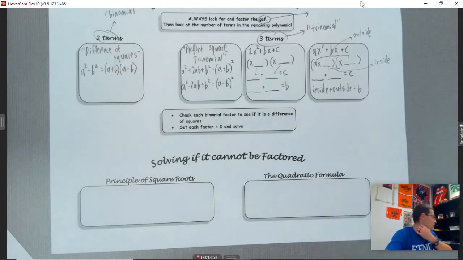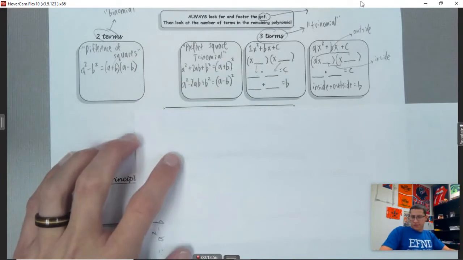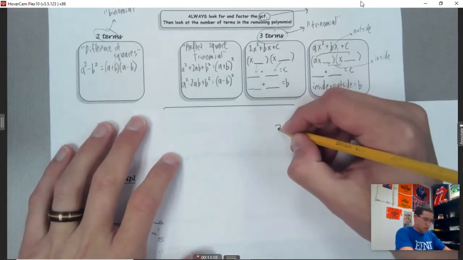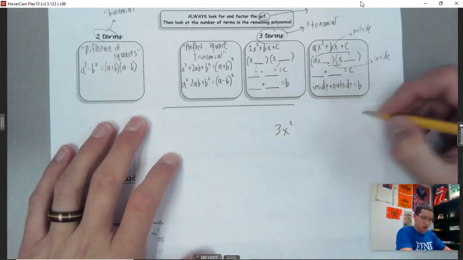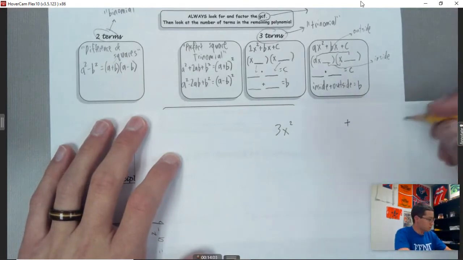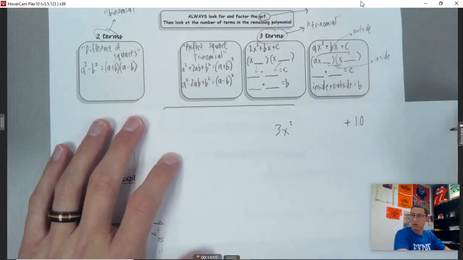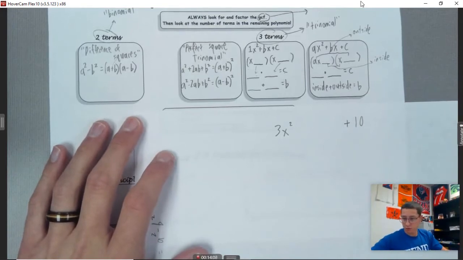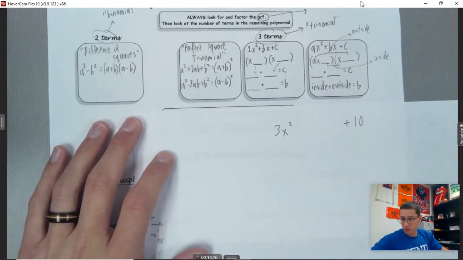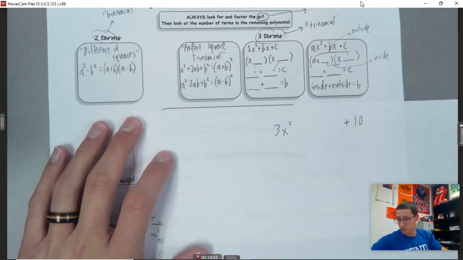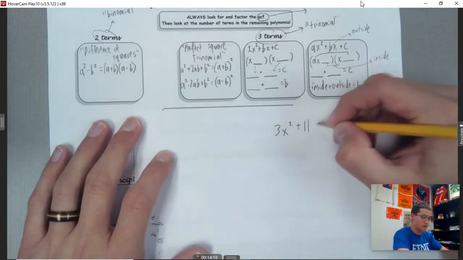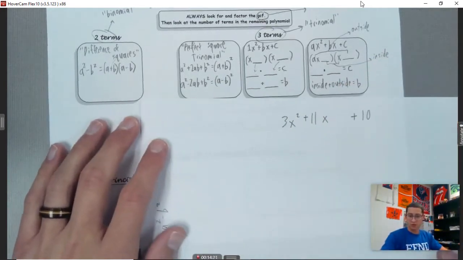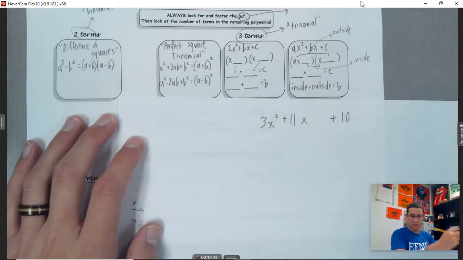That's an example where, quickly, I'll go ahead and do one. These are a little bit hard to get immediately, but let's do 3x squared plus 11x plus 10. So let's try this one: 3x squared plus 11x plus 10.